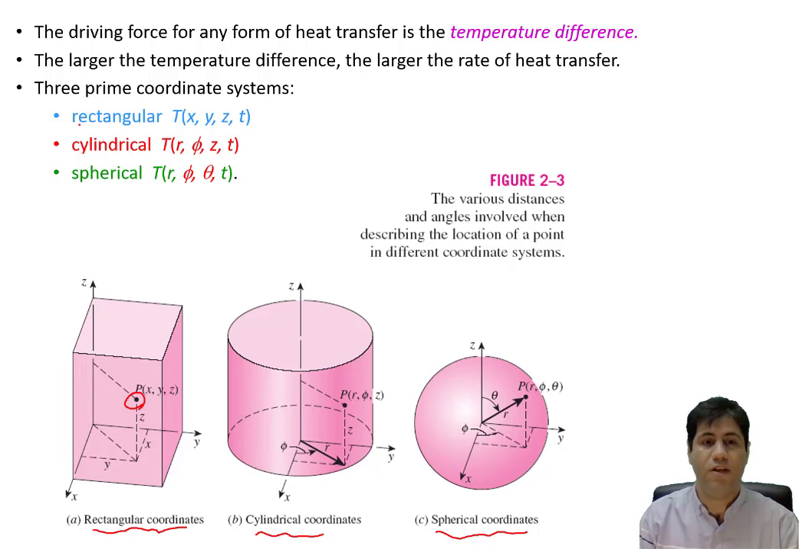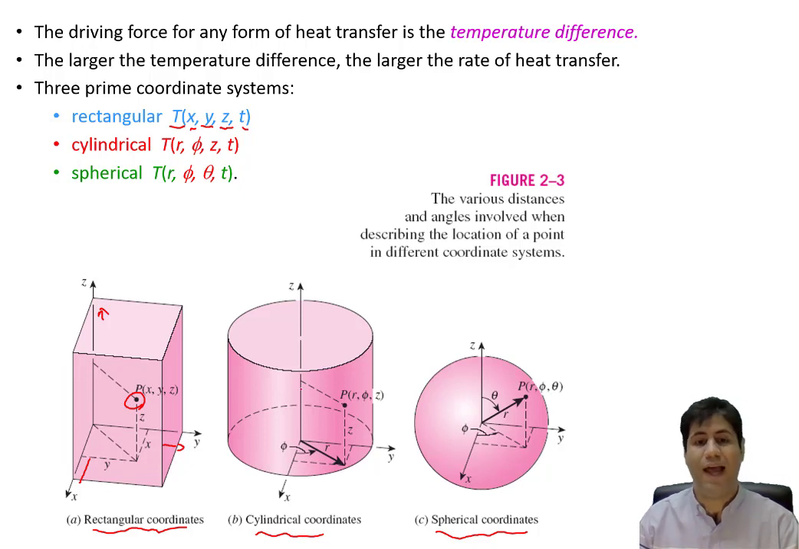So in the rectangular coordinate system, for example, the temperature of point P is a function of its location: x, y, z. X is this direction, y this direction, and z is this direction. So how much are x, y, z for this P? Simply we can find its location and at which time. So in the rectangular coordinate system, simply by these four components we can find the temperature of a point, or the temperature of point P is a function of x, y, z, and t.